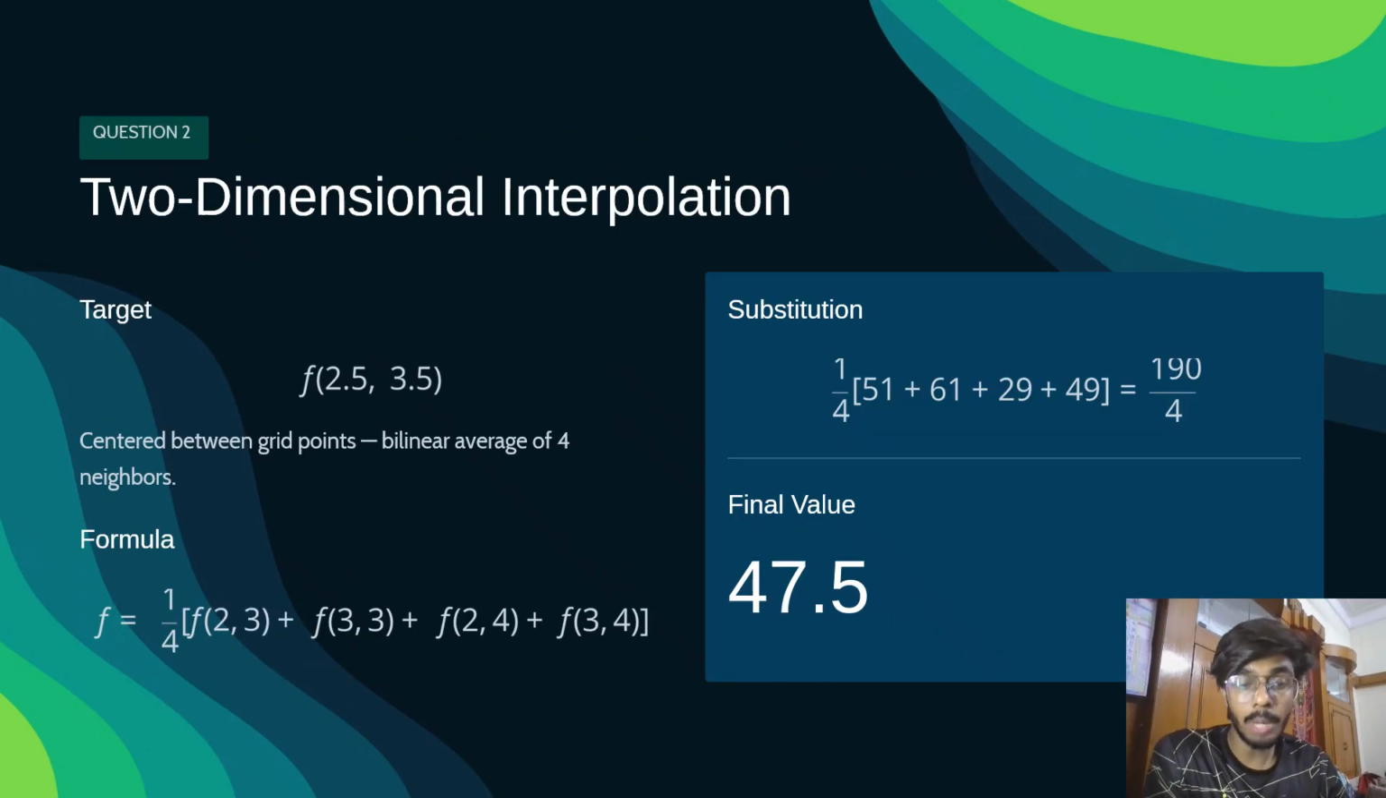For the two-dimensional interpolation, our target is f of 2.5 comma 3.5, centered between grid points, by the linear average of four neighbors. We put this into the formula: f equals 1 upon 4 times f of 2 comma 3 plus f of 3 comma 3 plus f of 2 comma 4 plus f of 3 comma 4. To be noted, these are the four neighbors around 2.5 and 3.5. By computing this, we get the final value of 47.5. So the value of f of 2.5 comma 3.5 is approximately 47.5.